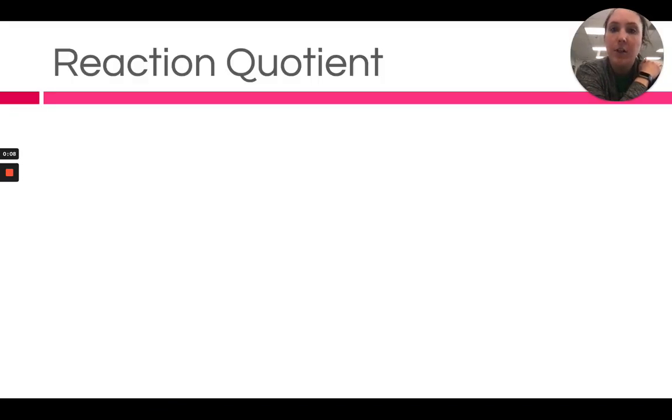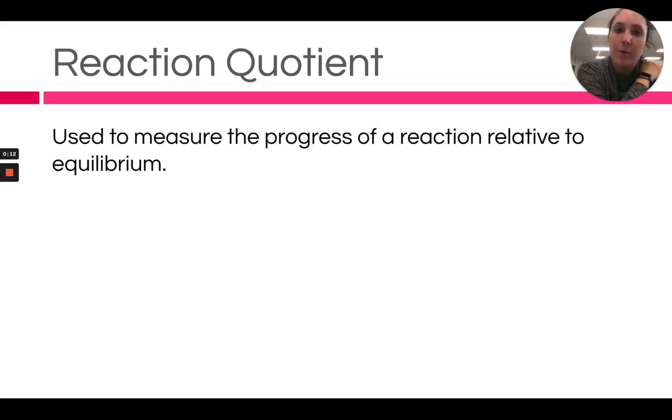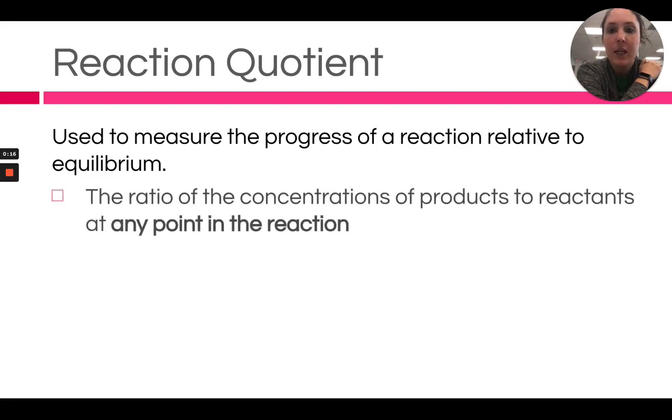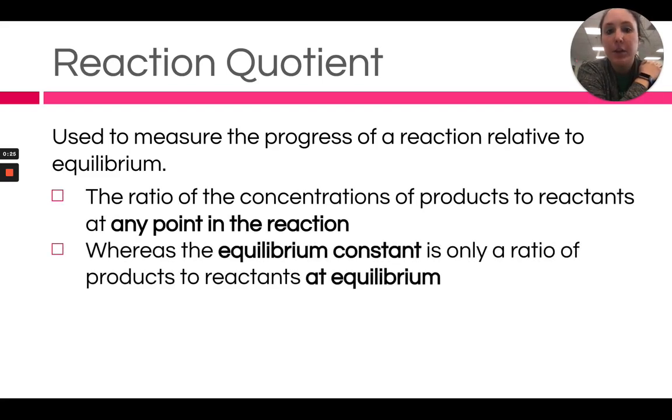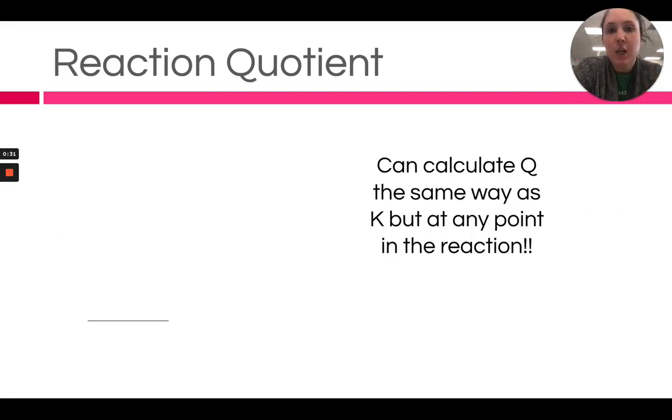So first of all, Q is called the reaction quotient, and it's used to measure the progress of a reaction relative to equilibrium. So it's the ratio of concentration of products to reactants at any point in the reaction, whereas the equilibrium constant is only a ratio of products to reactants at equilibrium. So they're calculated the same way.